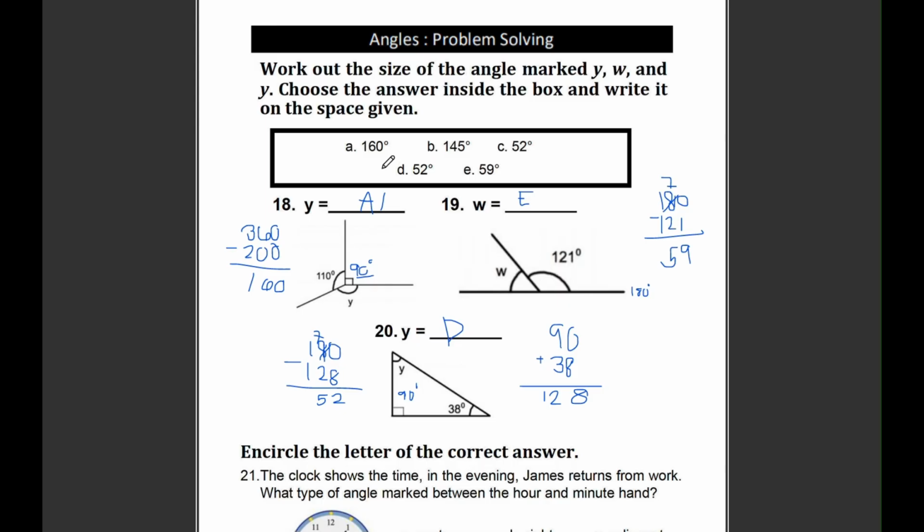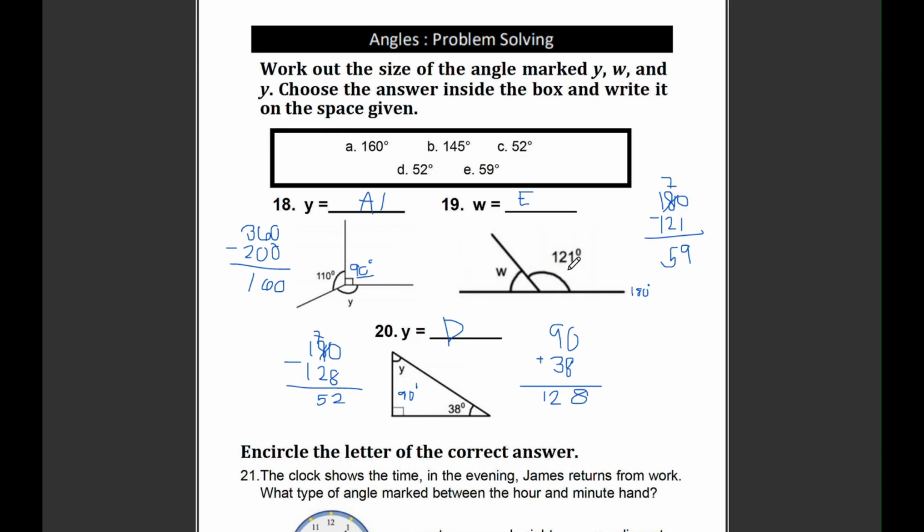Moving on to question 19, which is problem solving. Find w with 121 degrees on a straight line. Again, think about angles on a straight line, which must equal 180 degrees. Our options include 160 degrees, 145 degrees, 52 degrees, and 59 degrees.